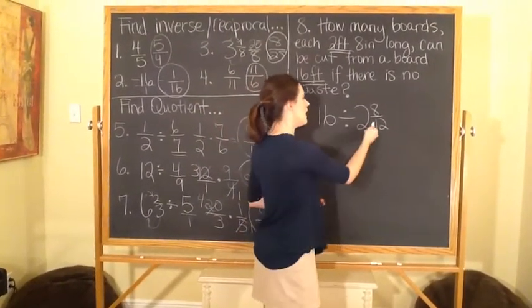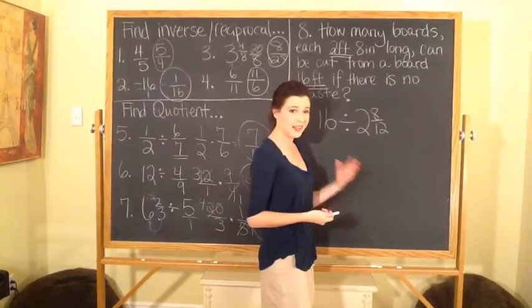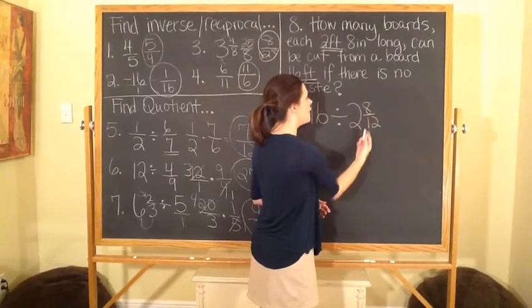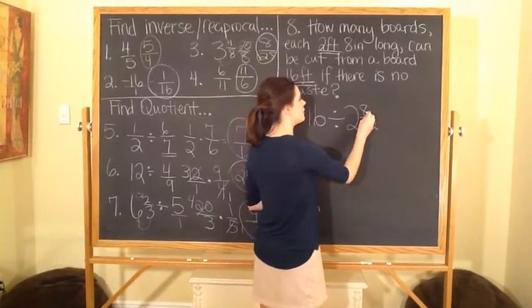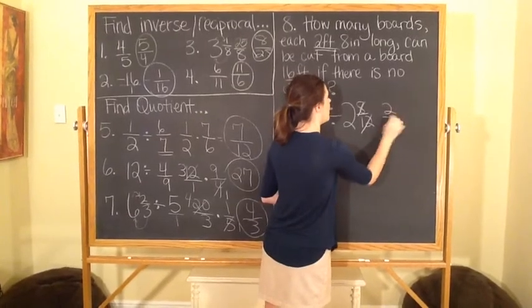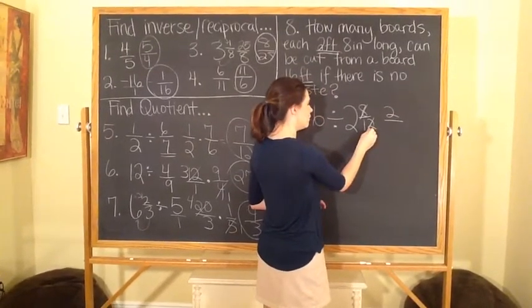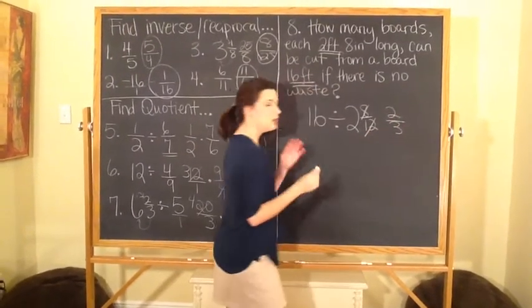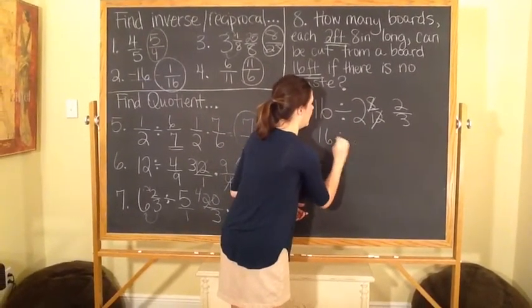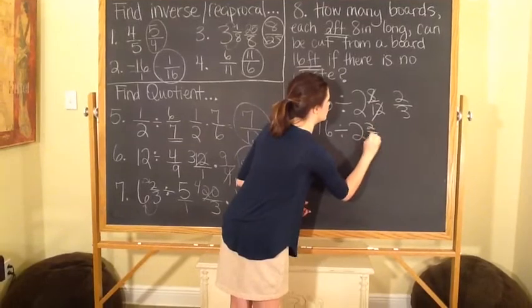So now that I made this a fraction, I'm going to go ahead and simplify because I don't want to have to deal with anything later on. So I know that there is a 4 in each of these, so I'm going to divide it out. 8 divided by 4 is going to give you 2, and then 12 divided by 4 is going to give you 3. So now I'm going to rewrite my fraction. So we have 16 divided by 2 2/3.